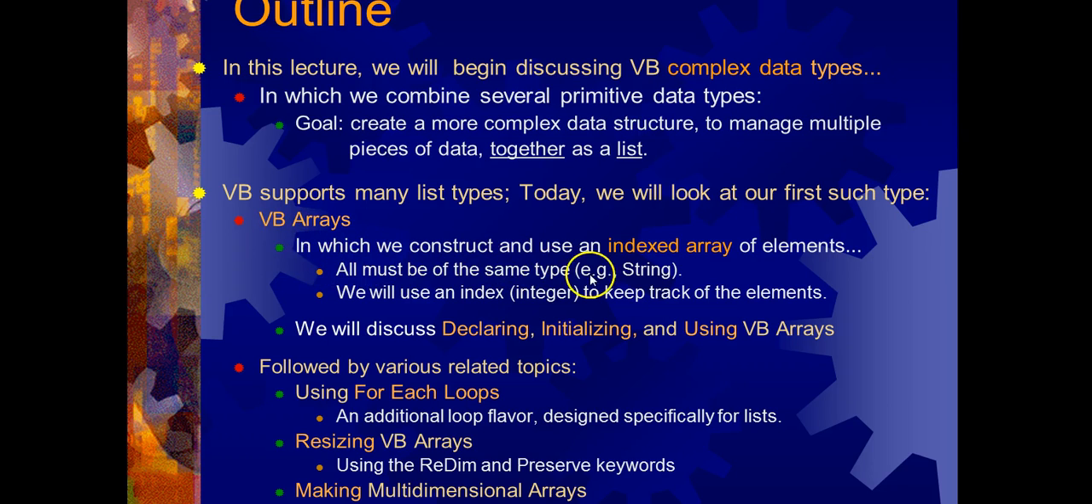VB arrays, in which we construct and use an indexed array of elements. All that means is that we can talk about the first element in the array and the second element and the third element and the fourth element. Those are called indexes. All must be of the same type. That's one thing about these arrays: we can't have numbers and strings together in the same array. They all have to be all integers, or all strings, or all doubles, or whatever, but they all have to be the same. And we'll use an index, an integer, to keep track of the elements: the first element, the second element, and so on.